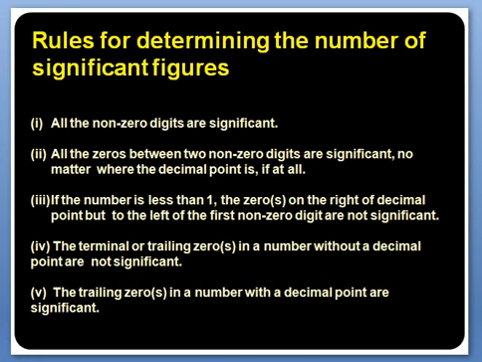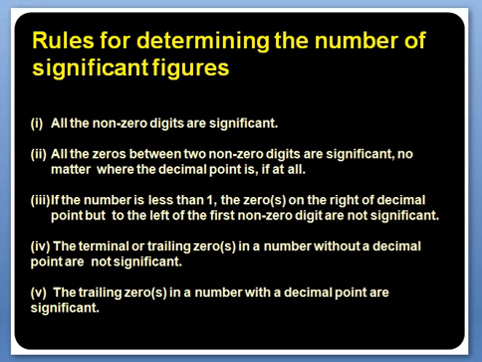See the fourth rule: the terminal or trailing zeros in a number without a decimal point are not significant. Suppose 2300, in 2300 the significant figures are only 2.